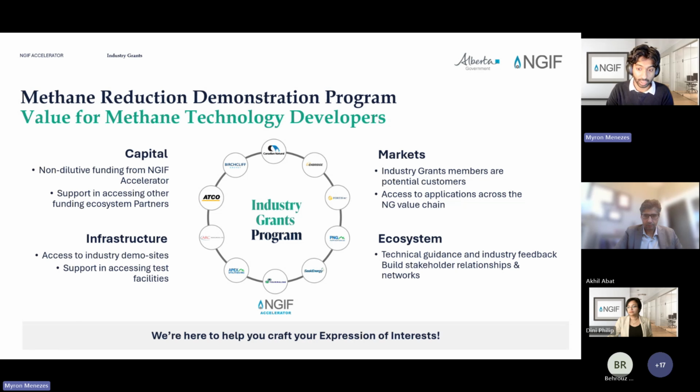The last value proposition I'd like to talk about is leveraging NGIF's network in the innovation ecosystem. We've helped open doors, make introductions, and help proponents receive more funding from either our trusted partners or other funding agencies in the ecosystem. And we want to be able to continue to do so for this program.